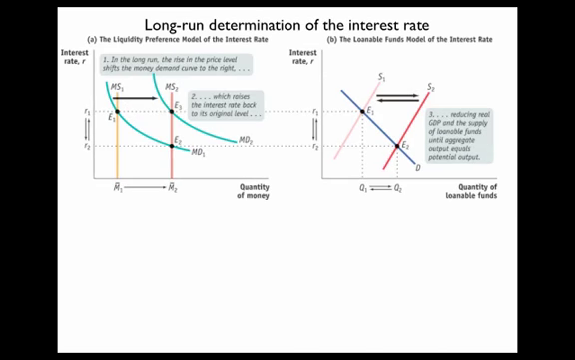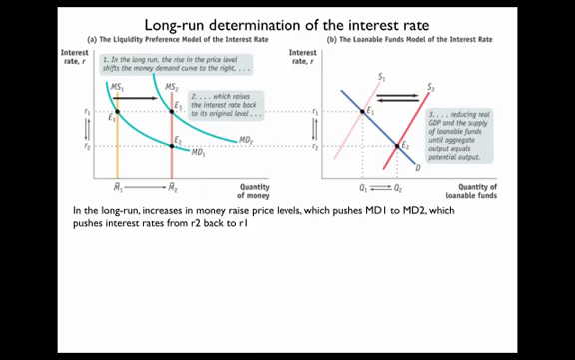Long run, let's talk about what happens here. In the long run, increases in money raise price levels. Let's take a break there. Unlike the short run, in the long run, increases in the money supply not only cause a shift along that money demand curve, they actually raise price levels, because over the long run, price levels have a chance to adjust to that change in money supply.